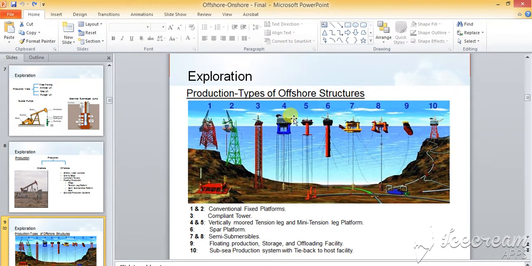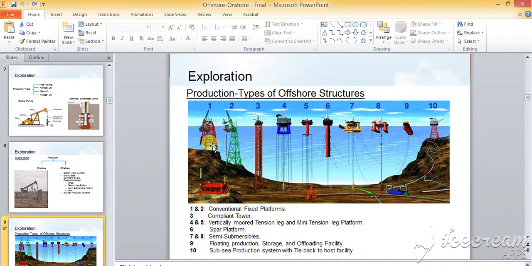So I was telling you about the offshore structures. These are different types of offshore structures that we have. The first one is the conventional or fixed platform. These first two are the fixed platforms. In these, the jackets, this green part and the red part, the civil structure, are on the land of the sea.